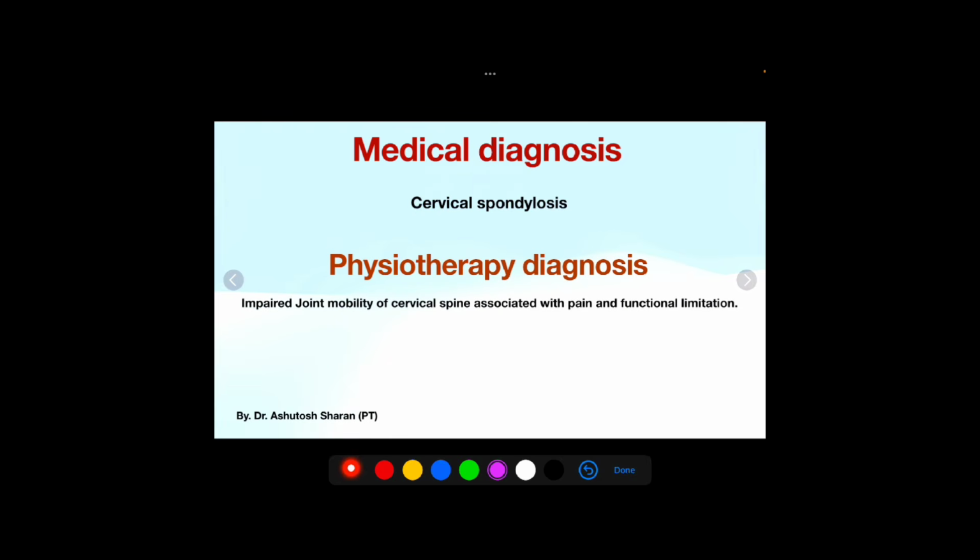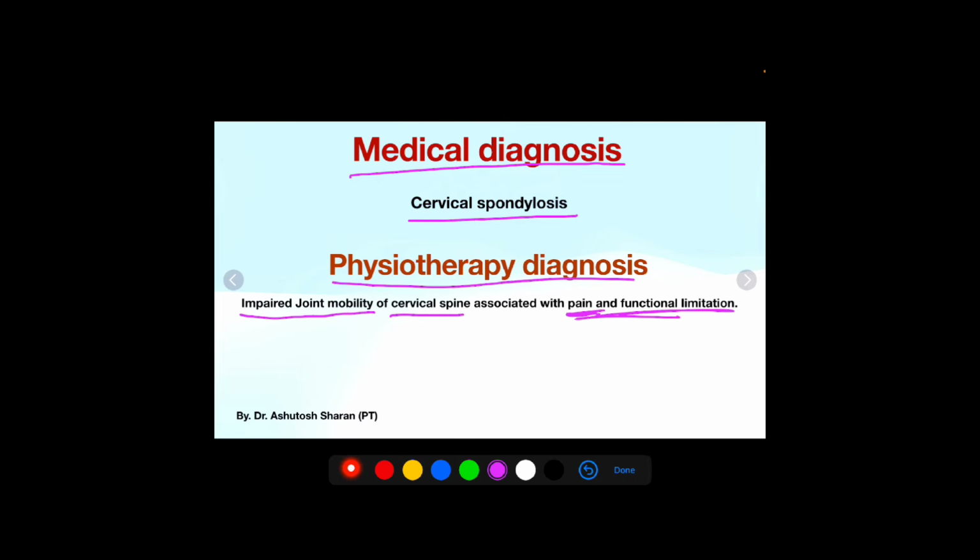Okay. Next is medical diagnosis. Now here is the final diagnosis. So the medical diagnosis is cervical spondylosis, which is very obvious. You already know that. But as a physiotherapist, what would be your diagnosis? Now, as a physiotherapist, your diagnosis will be impaired joint mobility of cervical spine associated with function limitation as well as pain. So, this is your diagnosis as a physiotherapist.